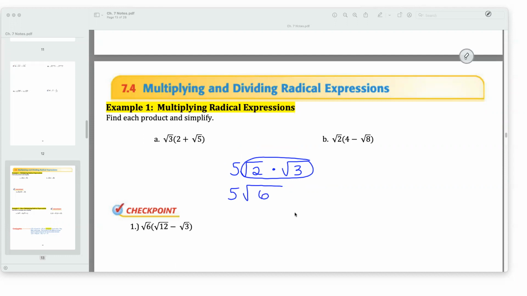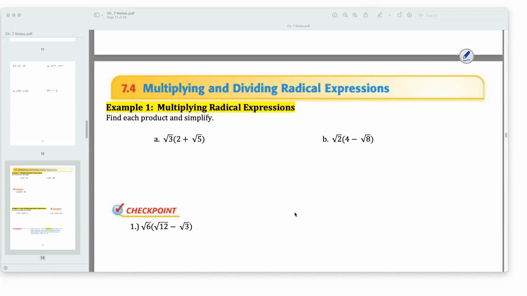If this was 5 square root of 2 times 4 square root of 3, then you would multiply these numbers on the outside, the coefficient numbers, to be 20, and then this would be the square root of 6. So that's basically how it works.